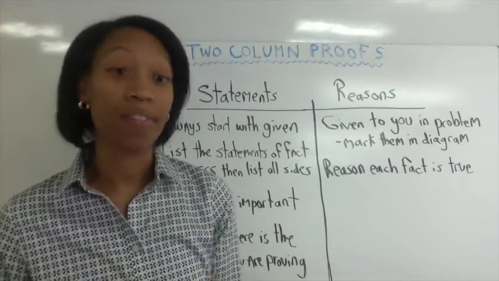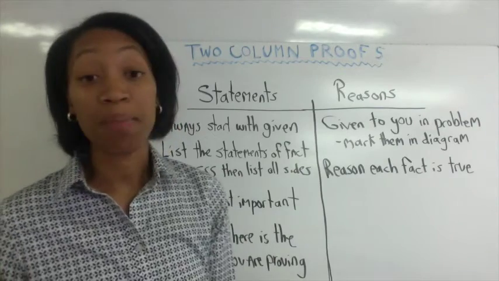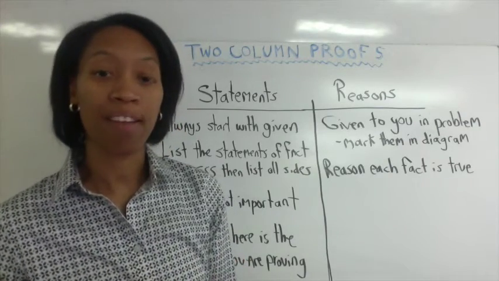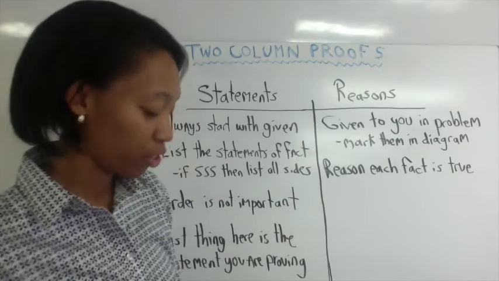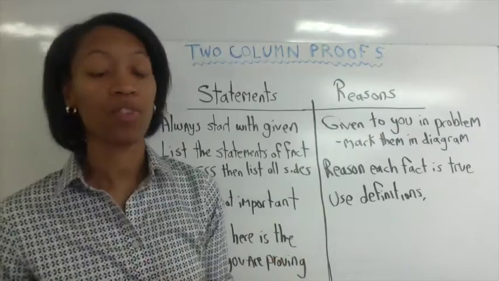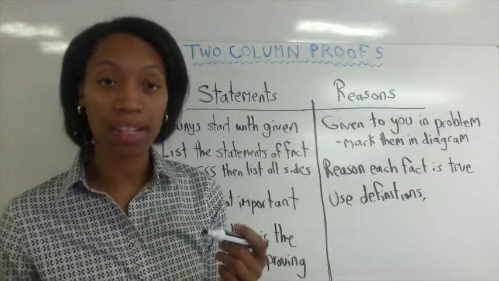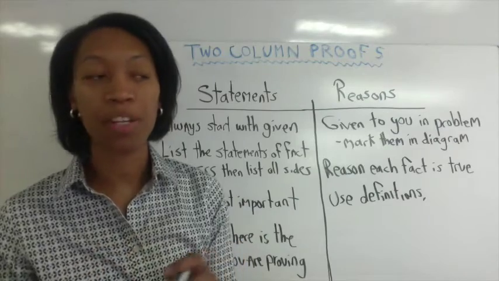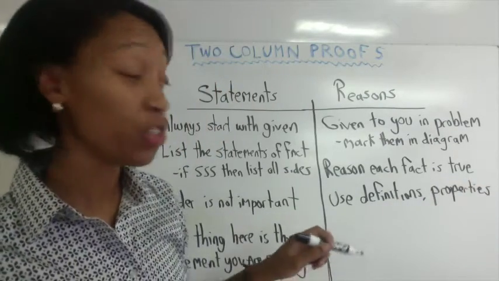What are some kinds of things that you're going to use as your reasons? Well, you're going to use definitions. Maybe it's the midpoint, so you're going to say midpoint definition, or a bisector definition. You're also going to use properties, like the reflexive property, or you can use postulates.